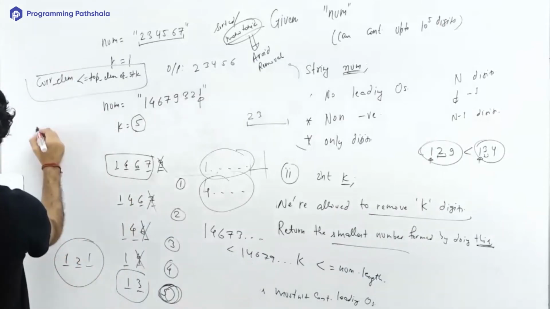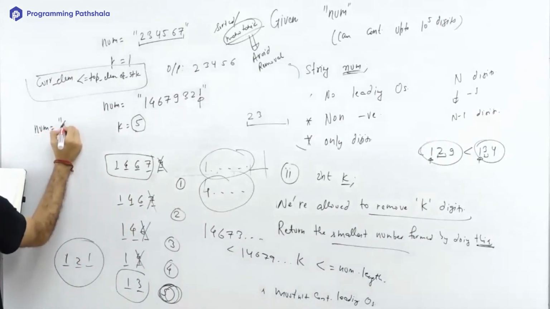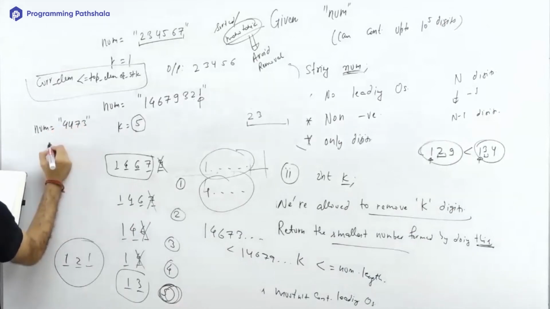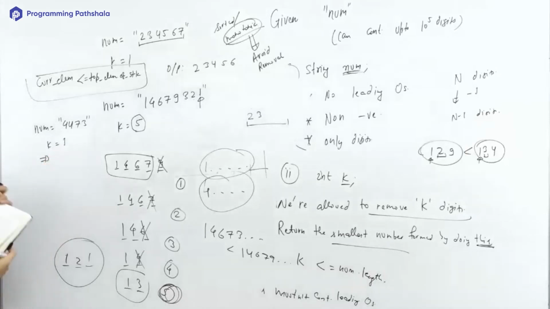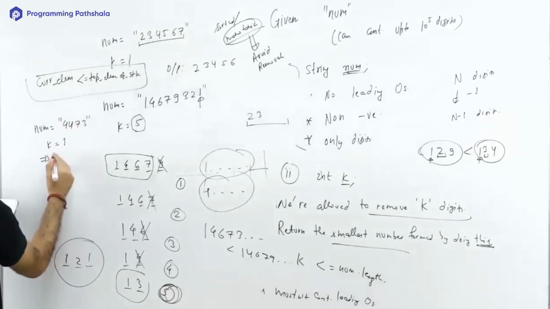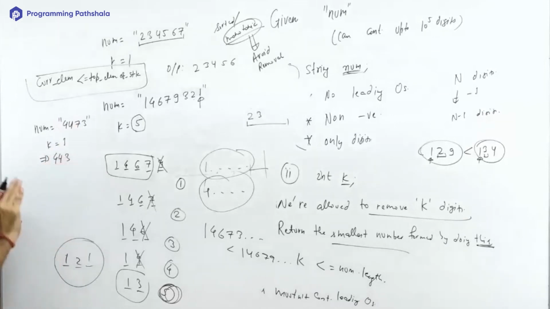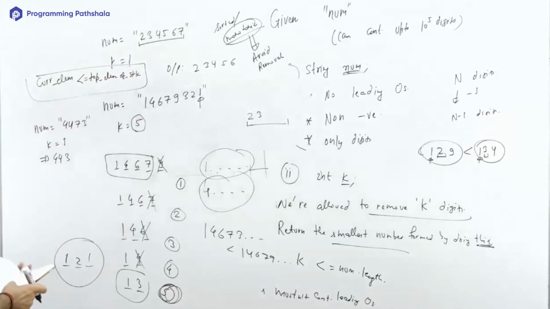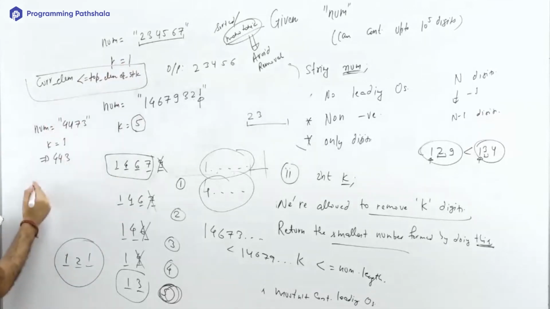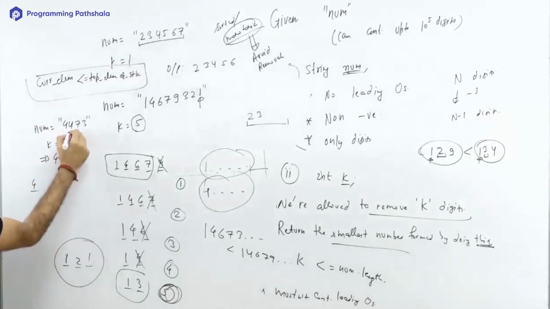So let's say your number is 4473 and your k is equal to, for example, 1. Can you tell me your answer for this case? What is the expected output for this case? 443. Very good. You can just remove this 7, and if you remove this 7, you will get 443. Now, if I solve this question methodically, what will I do? So first I'll push this item in my stack, and now this is the current thing.